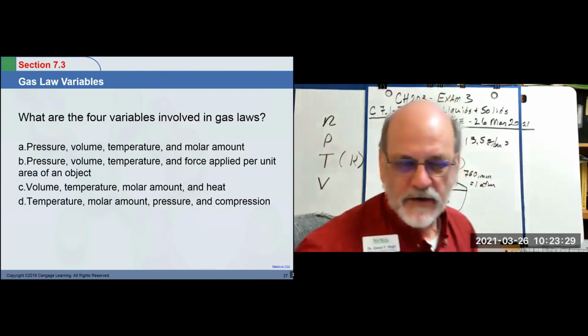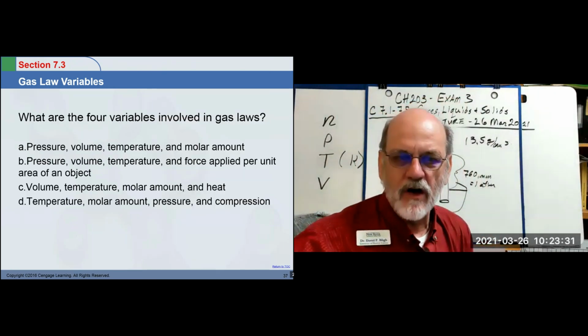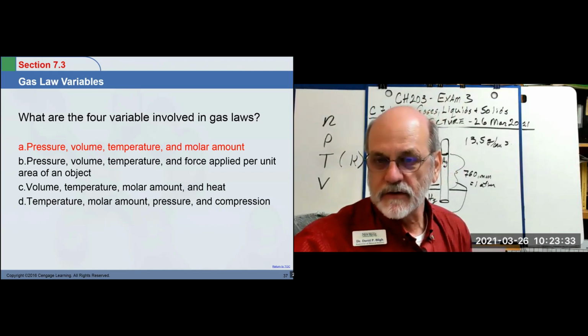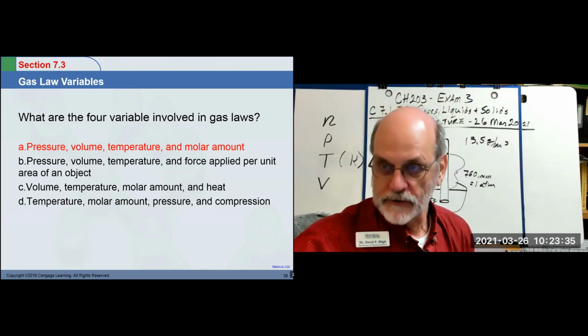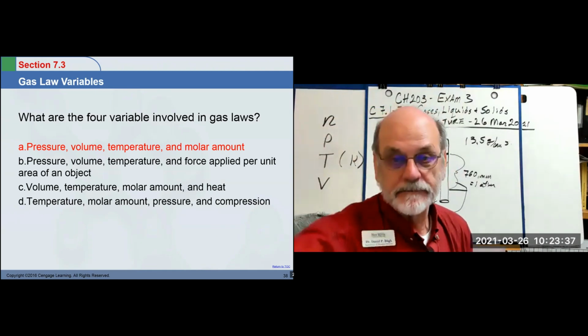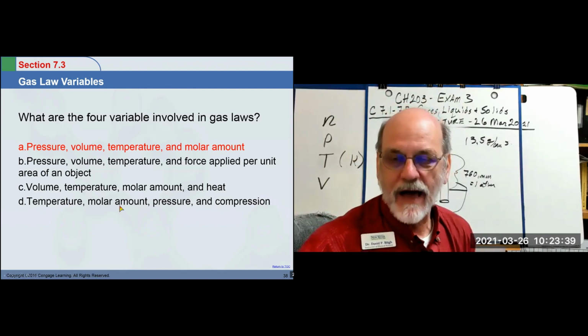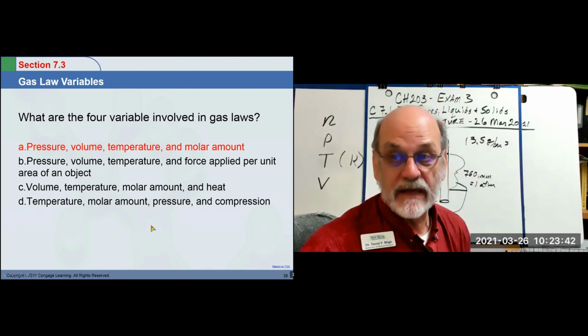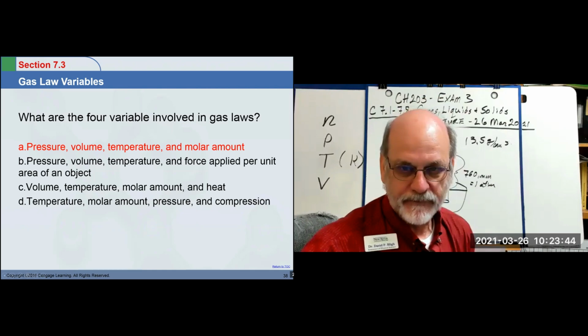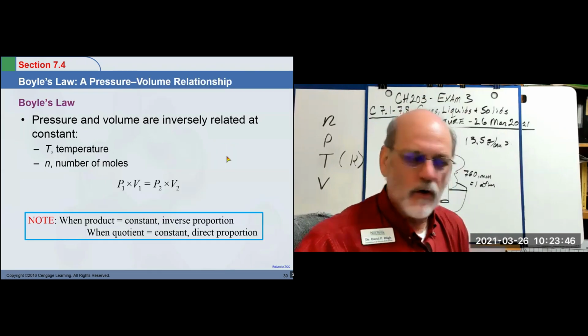All right, so what are the four variables involved in gas laws? Pressure, volume, temperature, and moles, the amount of gas. And when we say amount, we don't mean mass, we mean moles. All right, so our first law.